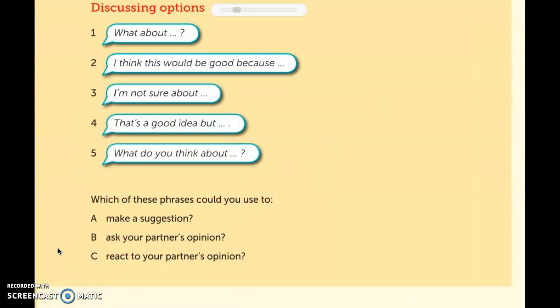Also, there are some phrases that you can use to make suggestions, to ask your partner's opinion, or to react to your partner's opinion. Here are the examples. What about? I think this would be good because I'm not sure about. That's a good idea, but what do you think about?